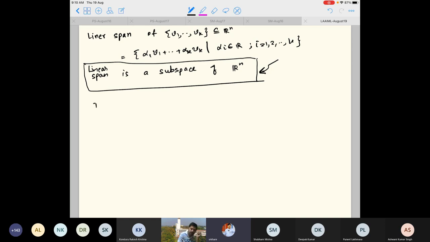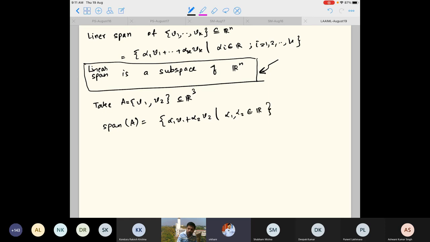Now, for example, take two vectors v1 and v2 in R3. So what is the span of this set? Suppose I call this set A. Then span of A is all alpha 1 v1 plus alpha 2 v2, where alpha 1 and alpha 2 belong to R. So geometrically, what will this set be? Can you tell? Anybody?